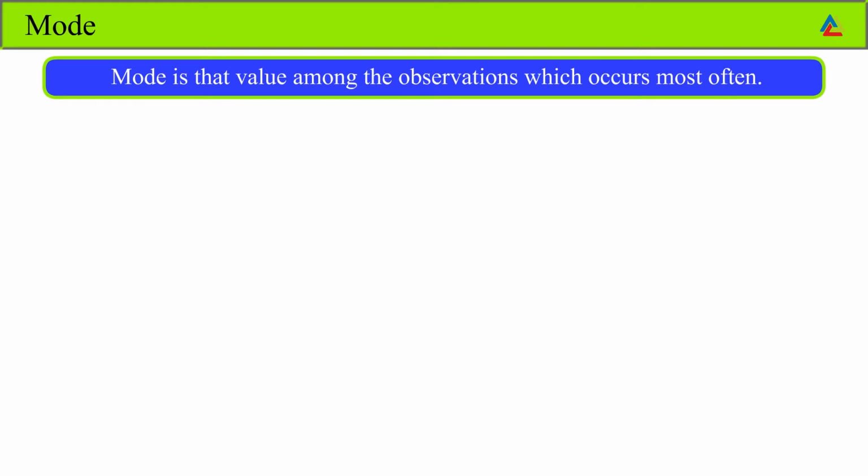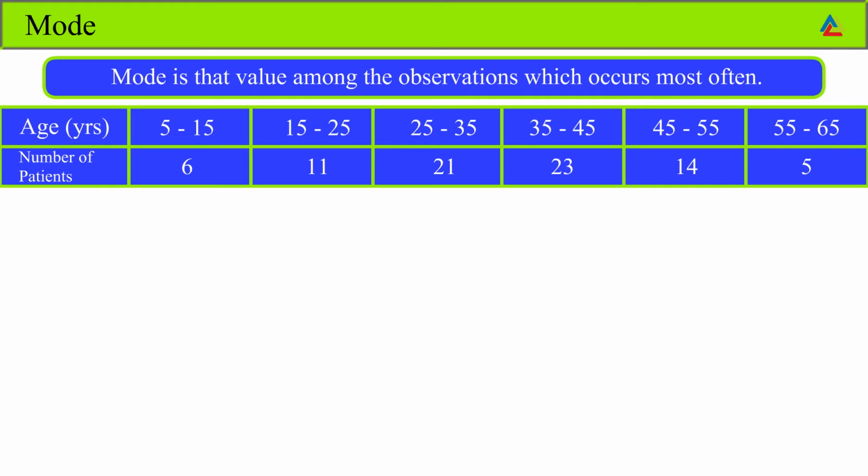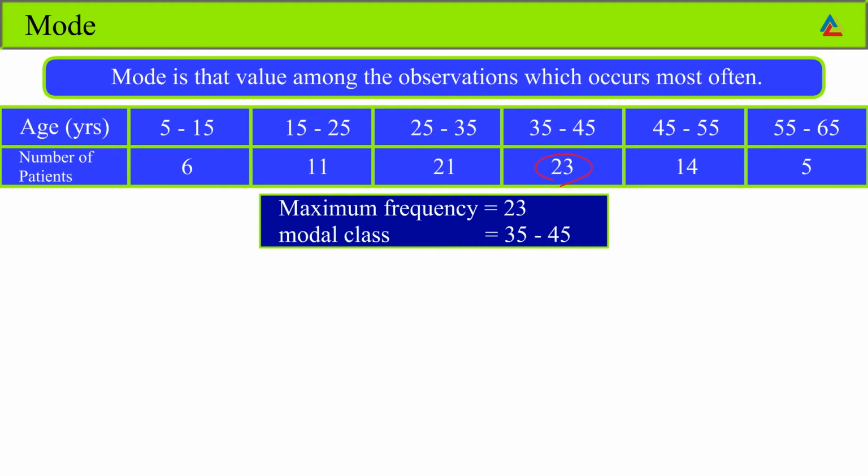Mode is that value among the observations which occurs most often. That means mode is the value of the observation having the maximum frequency. In a grouped frequency distribution, the class with the maximum frequency is called the modal class. The mode lies in this class. Here the maximum frequency is 23 and the class corresponding to this frequency is 35 to 45. So the modal class is 35 to 45.